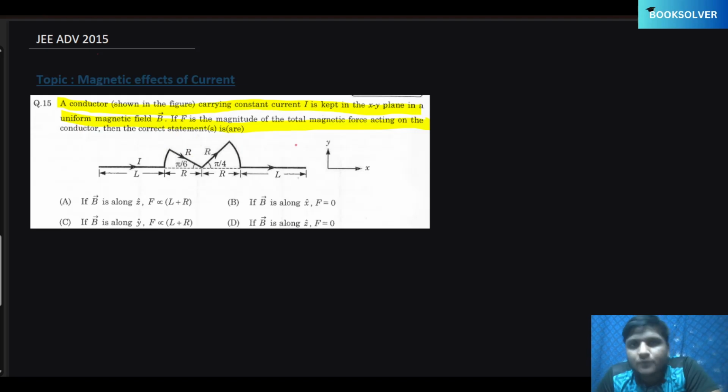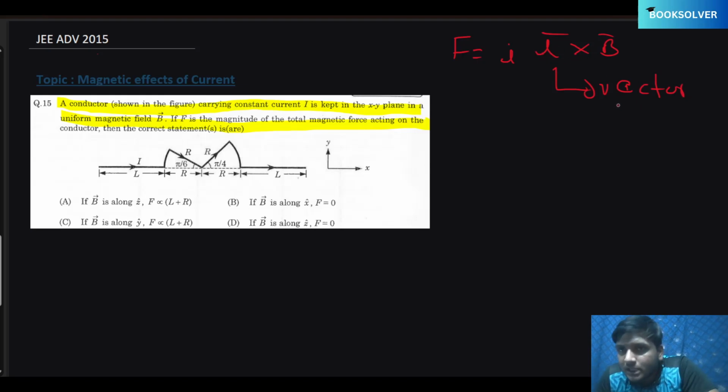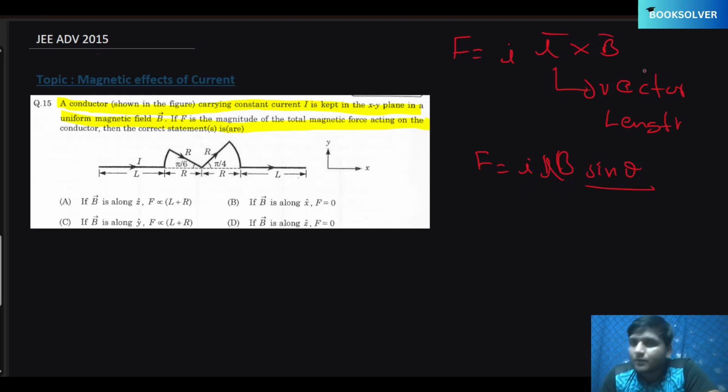Okay, so this question is about the force on a current carrying conductor, which is F equal to I times L cross B. Since there is a cross, L is nothing but the vector length. It is not the complete length, whatever the shape. It does not depend upon shape but depends upon the vector length. And since there is a cross, we can write F is equal to I L B sine theta. So by this we can judge that the force will be maximum only when the magnetic field is perpendicular to the vector length of the object.